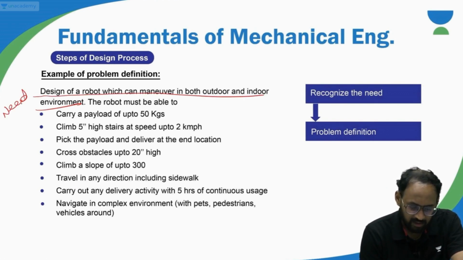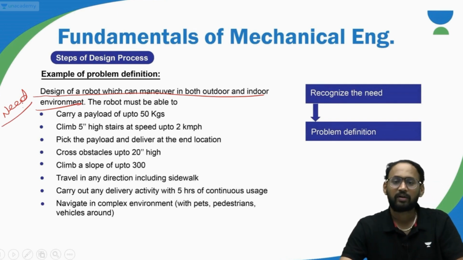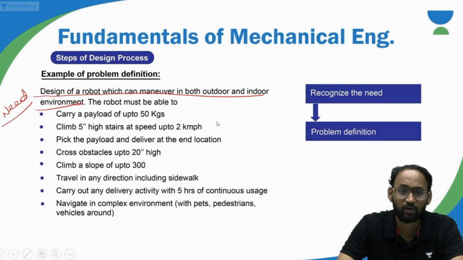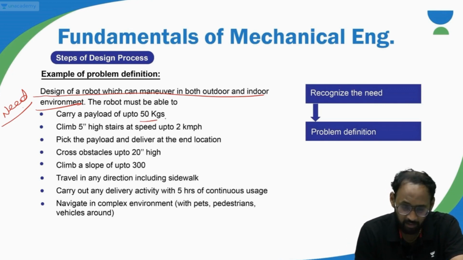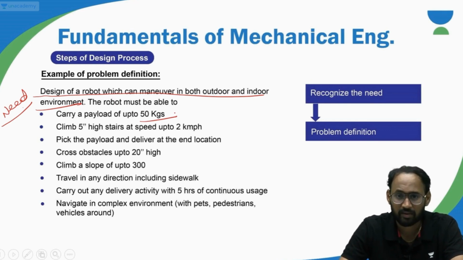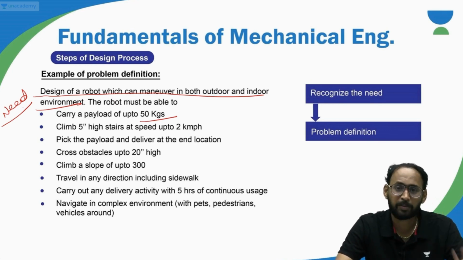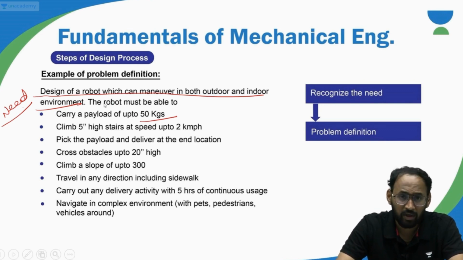This is a need, stage 1, or a necessity. You have to design a robot. Now the problem definition is that the robot must be capable of carrying a payload of 50 kg. Here we are more specific, more clear and concise. The robot has to carry 50 kg.